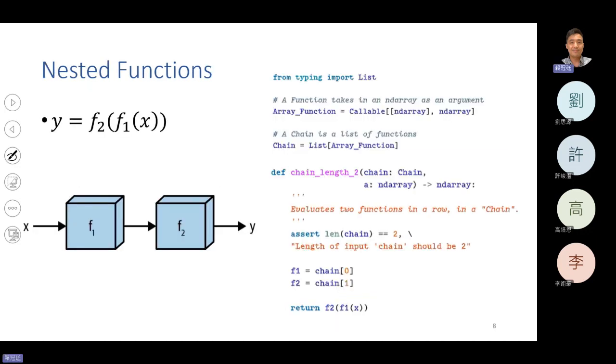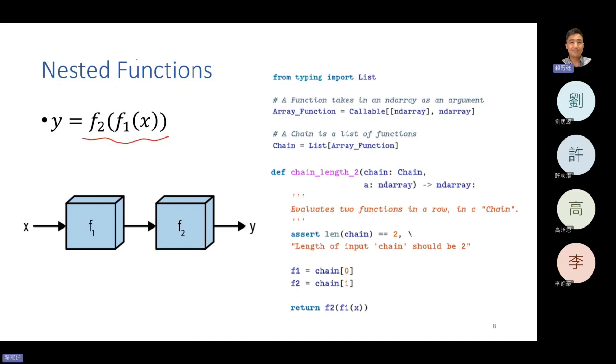So now we know that the neural network is multi-layer, right? Each layer is a function. So we need to implement the nested function. And no problem. First we can pass an array of functions. Any problem? Okay, and then we can just use the chain rule to call the functions.